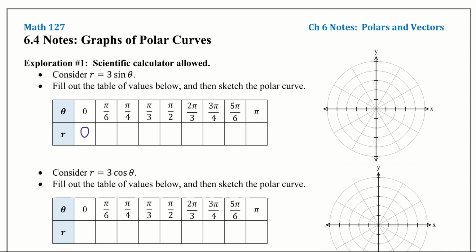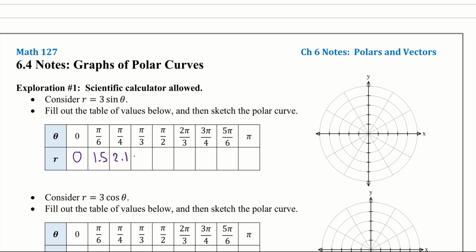If you plug in pi over 6, the sine of pi over 6 is 1/2. You could just type 3 sine pi over 6 in your calculator, but 3 times 1/2 is 1.5, and so forth. We could do that for each of these angle measurements. Let's see what we get.